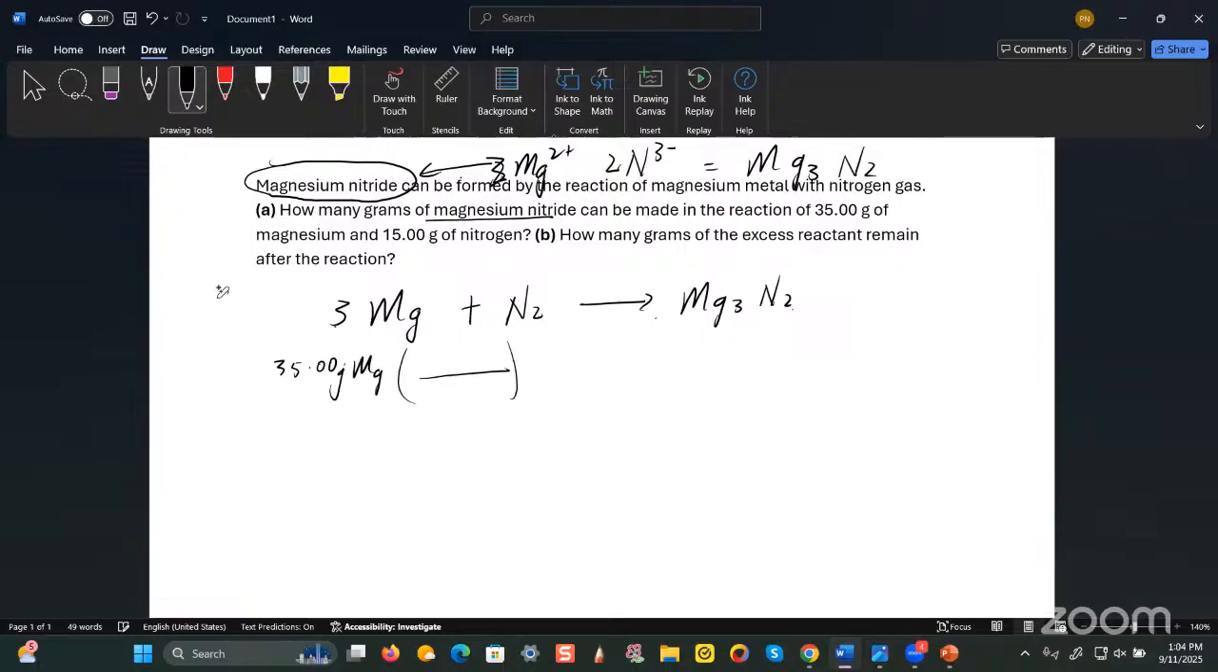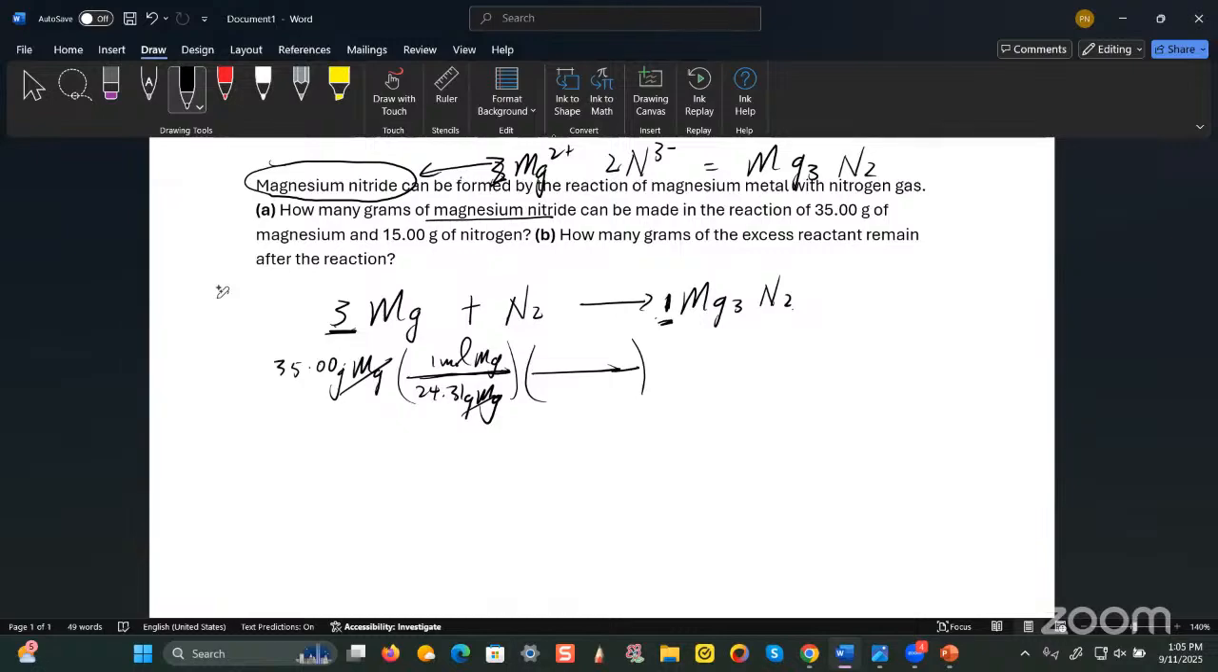So the first conversion factor is 1 mole of magnesium. And if I'm not mistaken, the molar mass of magnesium is 24.31 grams, all right? So this will go with that. The next step is to look at the mole ratio between the magnesium and the magnesium nitride. So there's a 1 here, right?